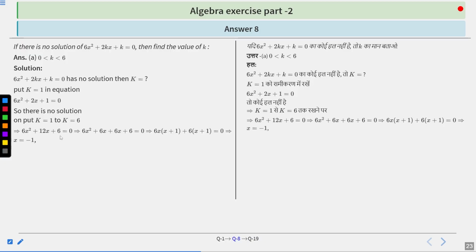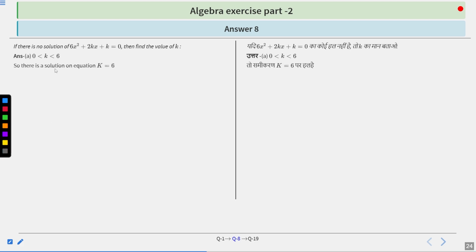By using the factorization method to solve the quadratic equation, we can write 6x square plus 6x plus 6x plus 6 equal to 0. Taking 6x common from the first two terms, we get 6x into x plus 1. And taking 6 common from the last two terms, we get 6 into x plus 1, that is equal to 0. So we can see that x equal to minus 1 is the answer.